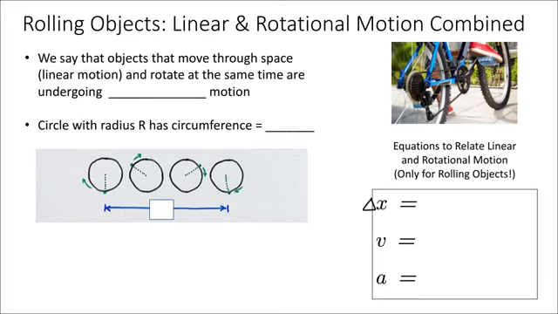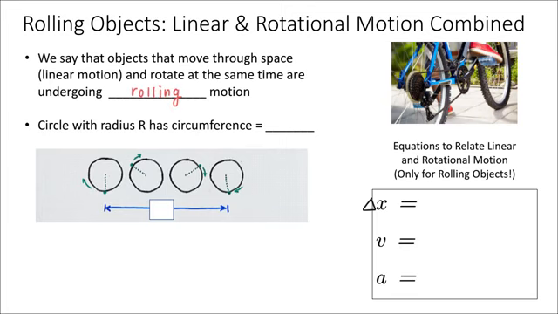All right, so thus far, we've looked at objects that are undergoing purely rotational motion, like a ceiling fan or a machine gear turning. We're going to talk about rolling objects now, and that's nothing more than an object that is undergoing both linear motion and rotational motion. We call that rolling motion.